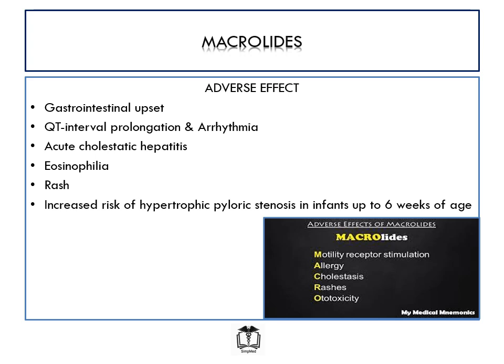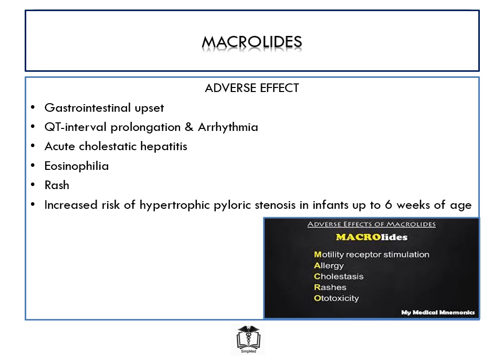What are the adverse effects of macrolides? This includes gastrointestinal upset because we give them orally, so they could irritate the GIT, lead to motility problems, causing diarrhea, constipation, nausea, and vomiting. Very importantly, macrolides are notorious for causing what they call a QT interval prolongation, and as a result, it could lead to arrhythmias.